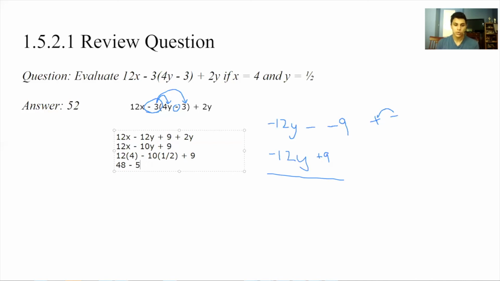That's how fractions work. So if I had 100 times 1/4, then it'd be 25, because 1/4 of 100 is 25. So since I have 10 times 1/2, it becomes 5, because 1/2 of 10 is 5. And then finally plus 9 here. And then when I simplify this, 48 minus 5 is 43. And then plus 9, and that leaves me with 52 as my final answer.